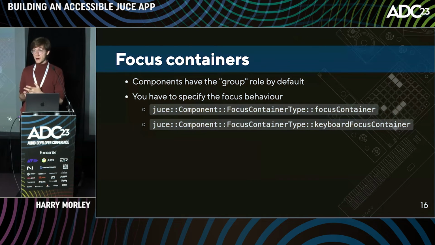Components have the group role by default. So by default, they are acting as a container component, which makes sense, right? Because a component can contain child components if you're using it to lay out your components on the screen. However, to change the focus behavior, you need to call set focus container type on the component. And there are three types: one is off, another is focus container, and the other is keyboard focus container. To understand the difference between the two, it all boils down to what happens when you press tab.